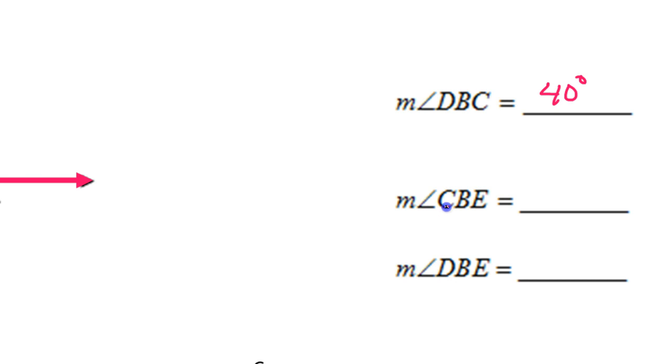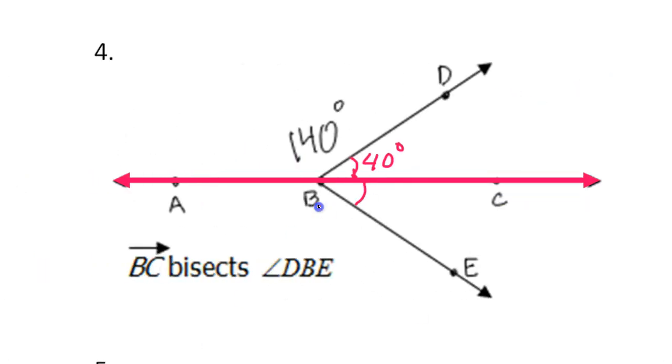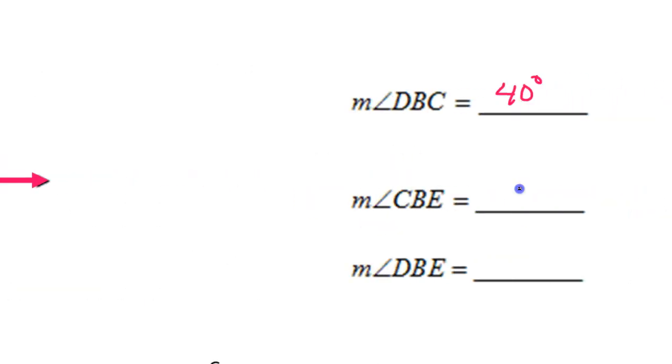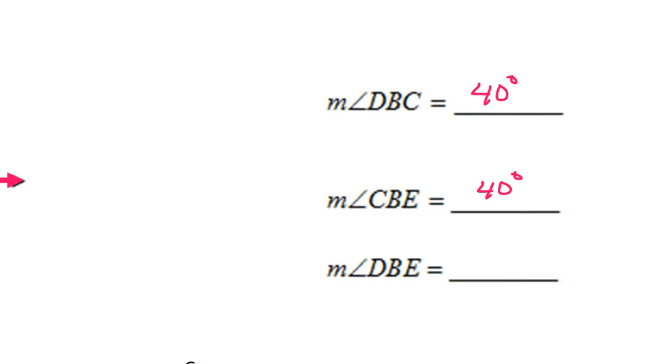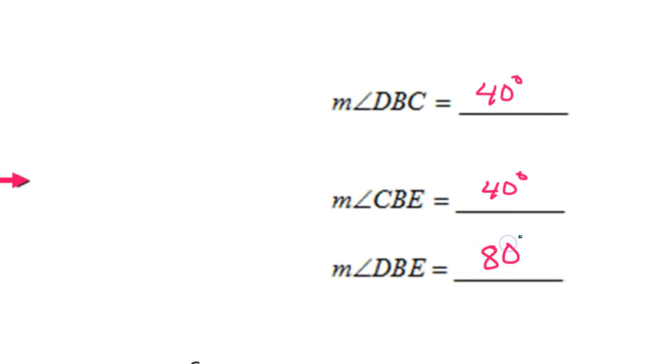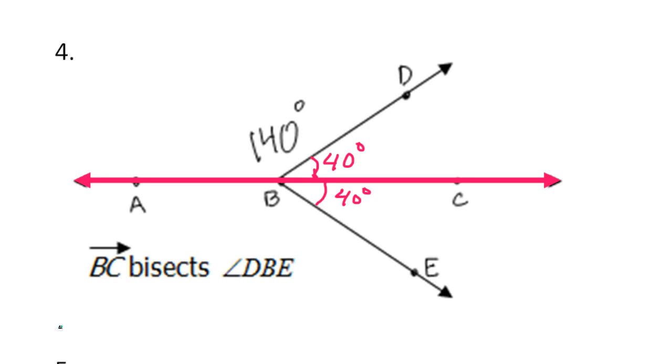What about the measure of angle CBE? Well, that's the other half. It's a bisector, so that's also 40 degrees. The measure of angle DBE: both of these put together, 80 degrees. Okay, I think that's it for number 4.